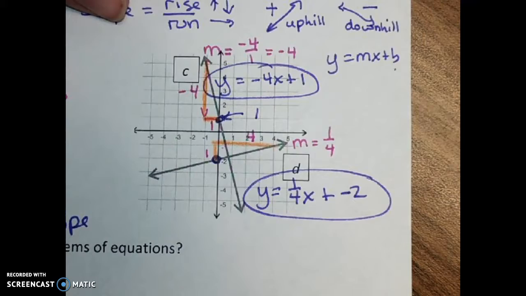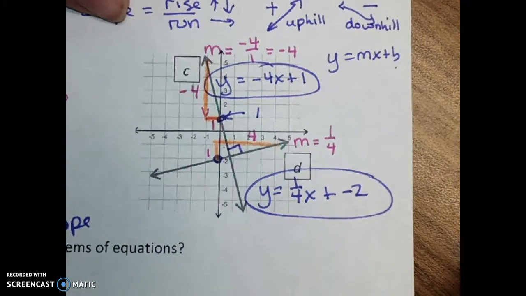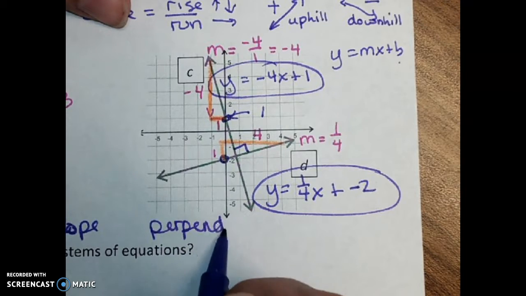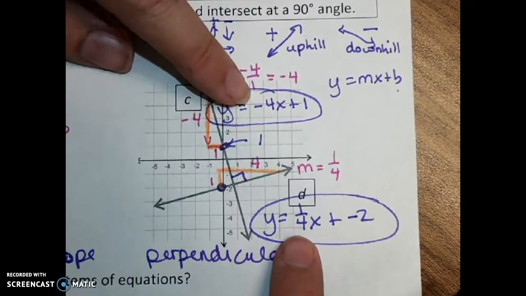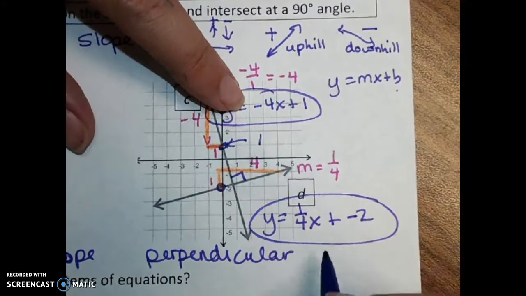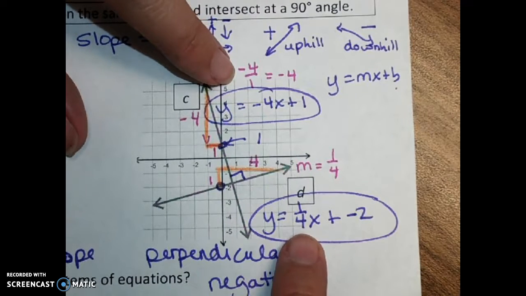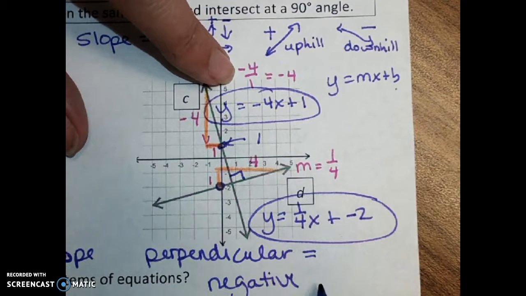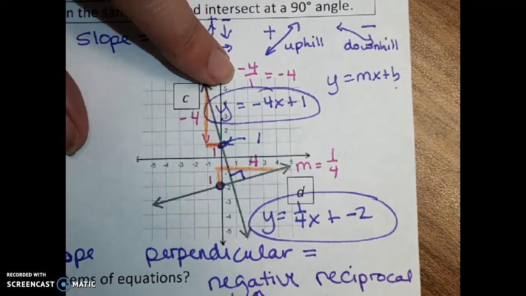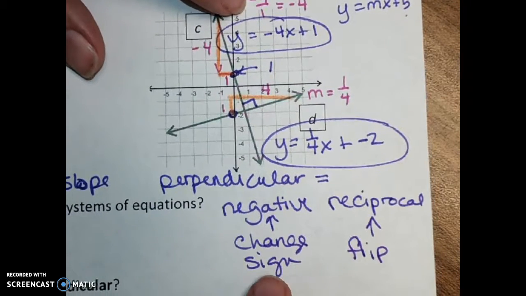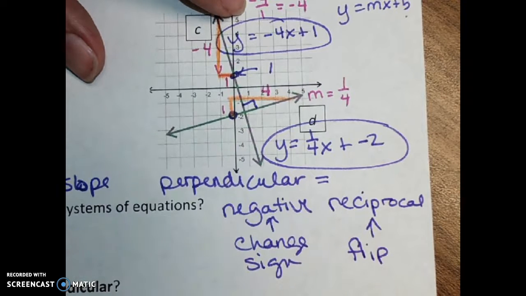What about these two lines? Well, these two lines are perpendicular. If they're perpendicular, what do we notice about their slopes? Well, one's positive and one's negative. And I have to flip them over. This was 4 over 1. This is 1 over 4. We call that a reciprocal. So I make it negative. So I'm going to change the sign. And then reciprocal means I'm going to flip it over. So I have to change the sign and flip it if it's perpendicular. Again, if you don't remember that from algebra, you need to write that down right now because you need that for the rest of the notes today.